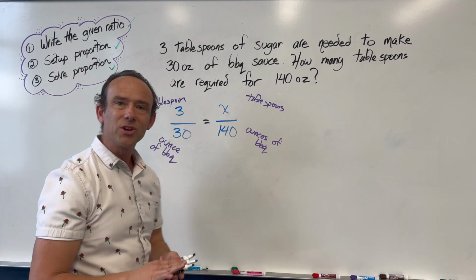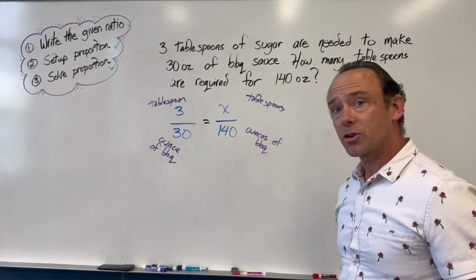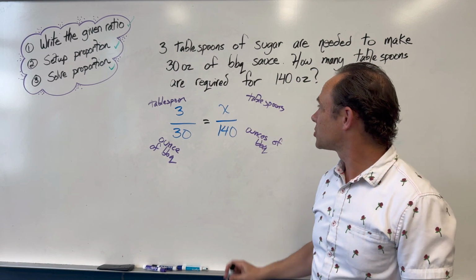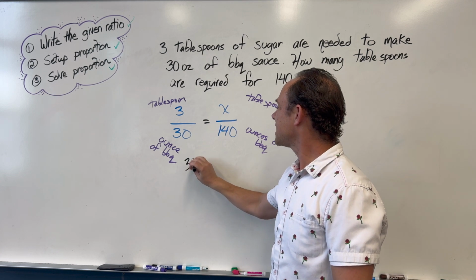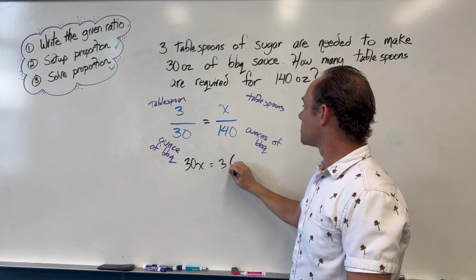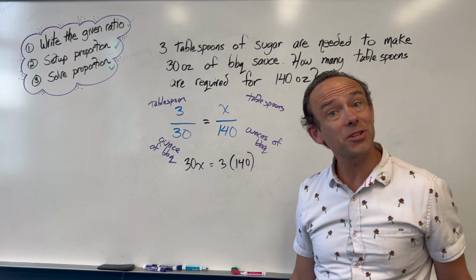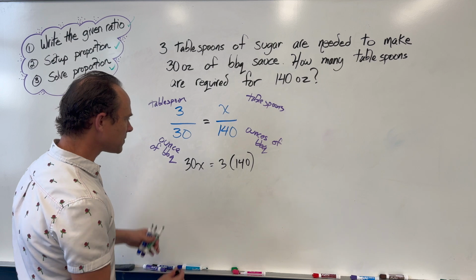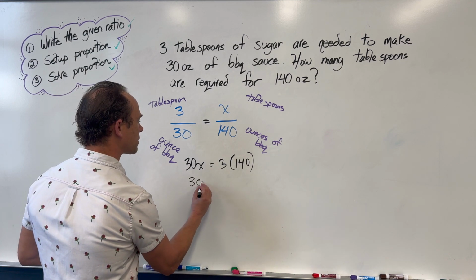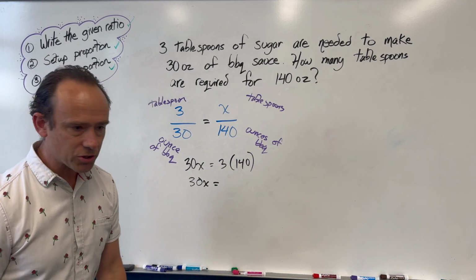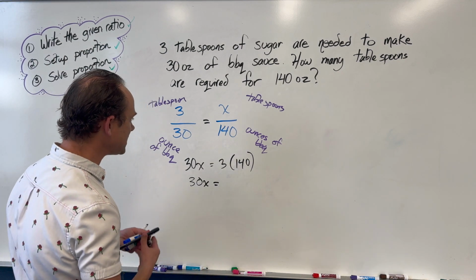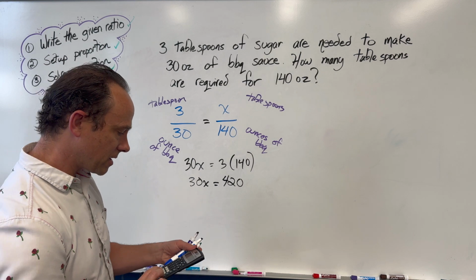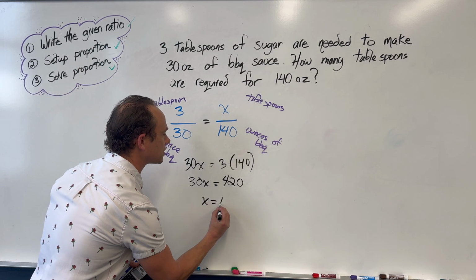Now let's solve it. This is when you could cross multiply, but with the variable in the numerator, you can also just multiply both sides by 140. But I'm just going to stay consistent here and just cross multiply. All right, so that's the cross multiplying step. Multiply the top of one ratio by the bottom of the other ratio. Set them equal to each other. So we get 30x is equal to 420. Divide by 30, and we get 14. So x is equal to 14.